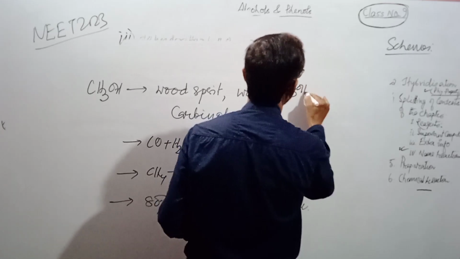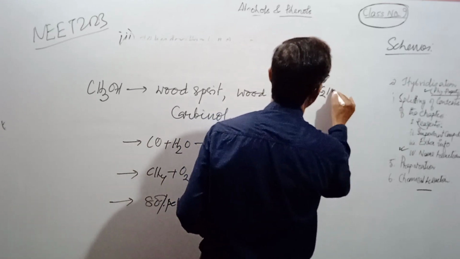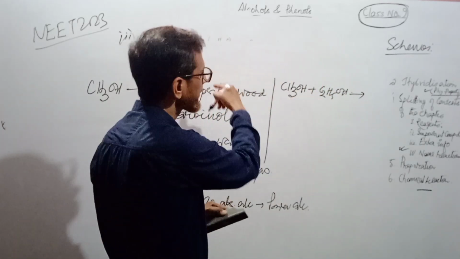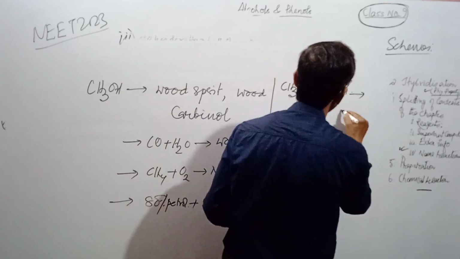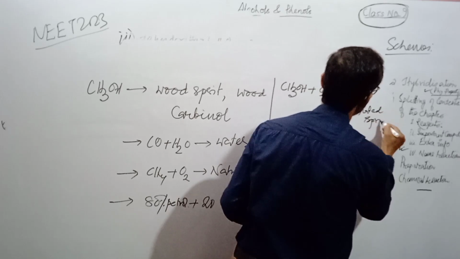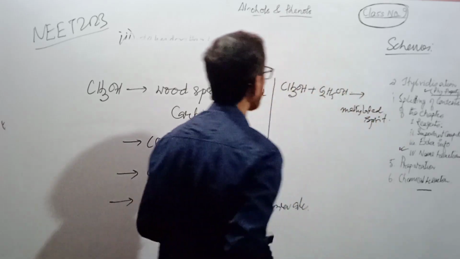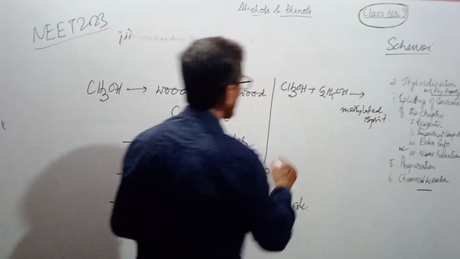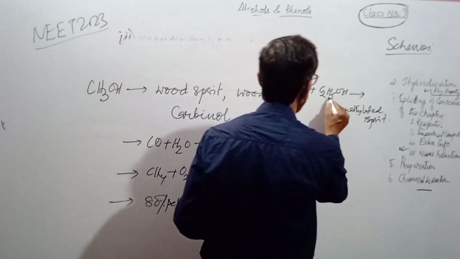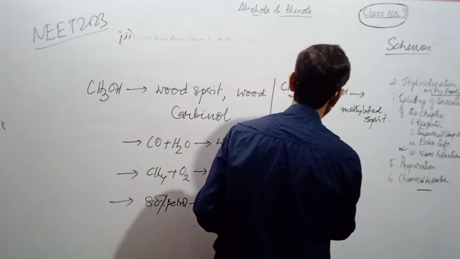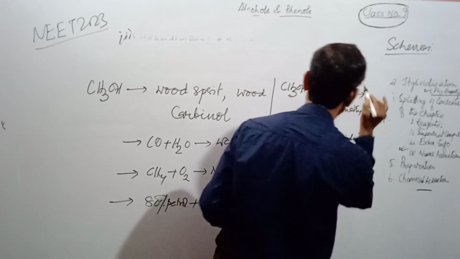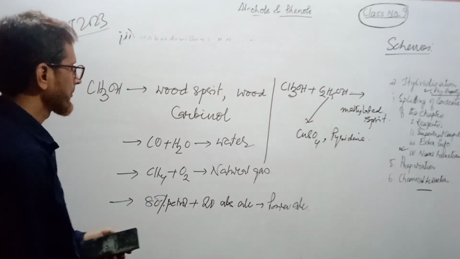Methanol is mixed with ethyl alcohol to make ethyl alcohol unfit for drinking, and that is called methylated spirit. Ethyl alcohol is also made unfit for consumption by adding copper sulfate and sometimes pyridine. Am I right?